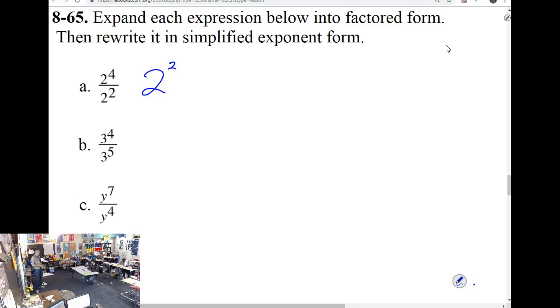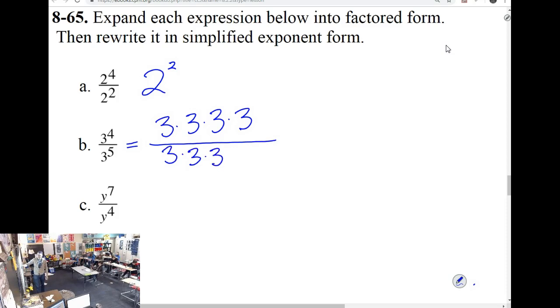Trust yourself. B, 4 minus 5. So this is weird, right? You're like, wait, hold on. Right beside this, please humor me and write out the expanded form, because this is going to lead us into the next lesson.